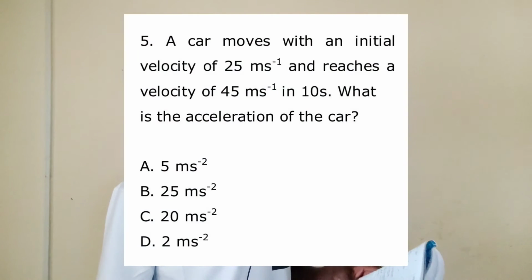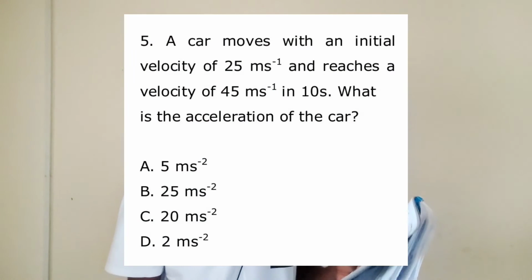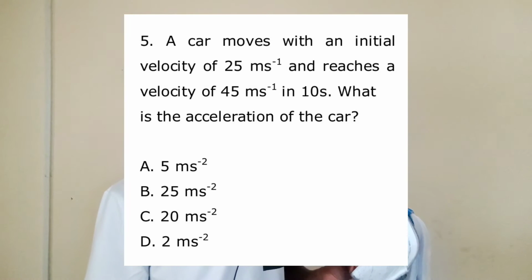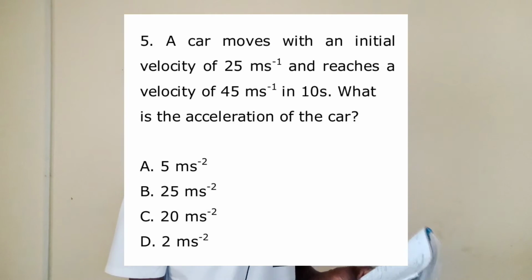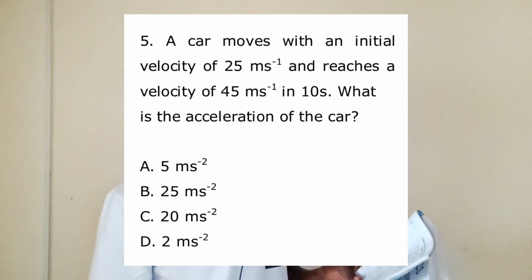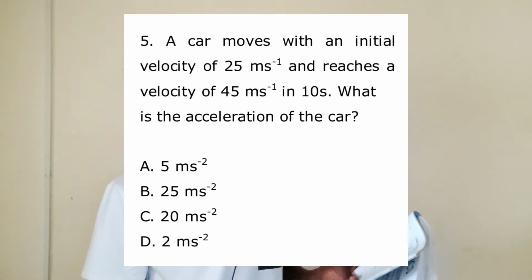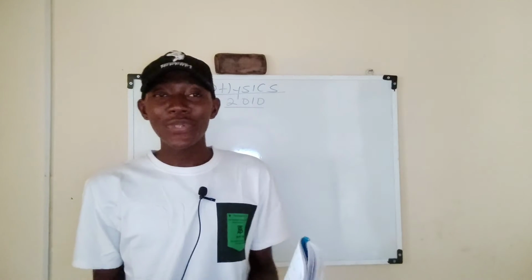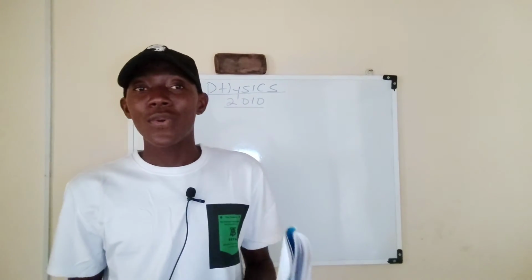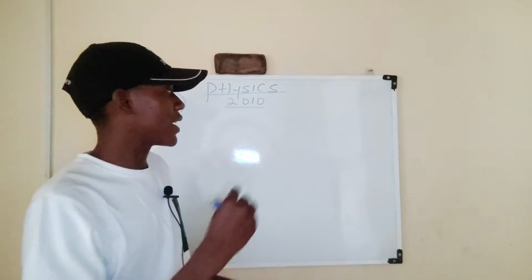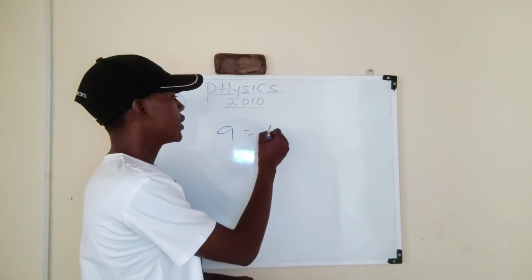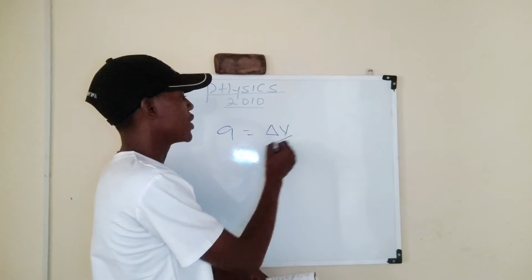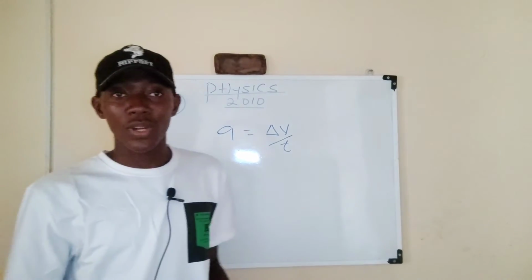Question number 5 states that a car moves with an initial velocity of 25 meters per second and reaches a final velocity of 45 meters per second in 10 seconds. What is the acceleration of the car? A says 5 meters per second, B says 25 meters per second, C says 20 meters per second, and D says 2 meters per second. Now the question is basically on acceleration, and we all know that acceleration can be defined as the change in velocity, or the change in speed, at a particular time.